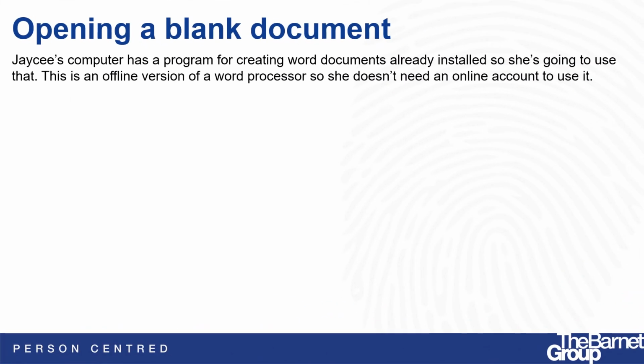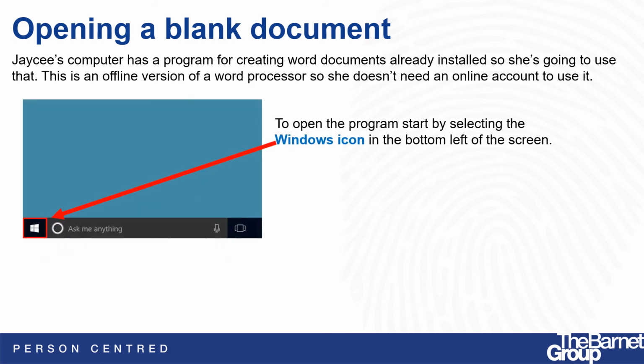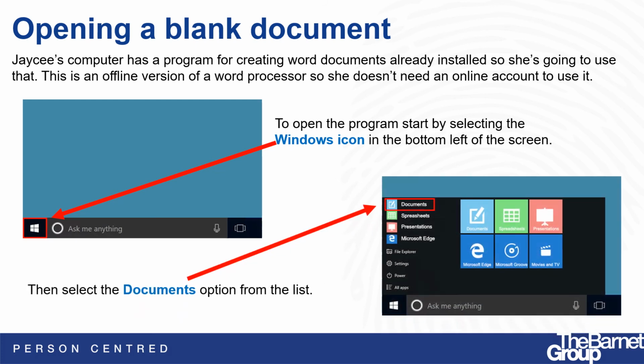Opening a blank document. JC's computer has a program for creating Word documents already installed, so she's going to use that. This is an offline version of a word processor, so she doesn't need an online account to use it. To open the program, start by selecting the Windows icon in the bottom left of the screen. Then select the Documents option from the list.